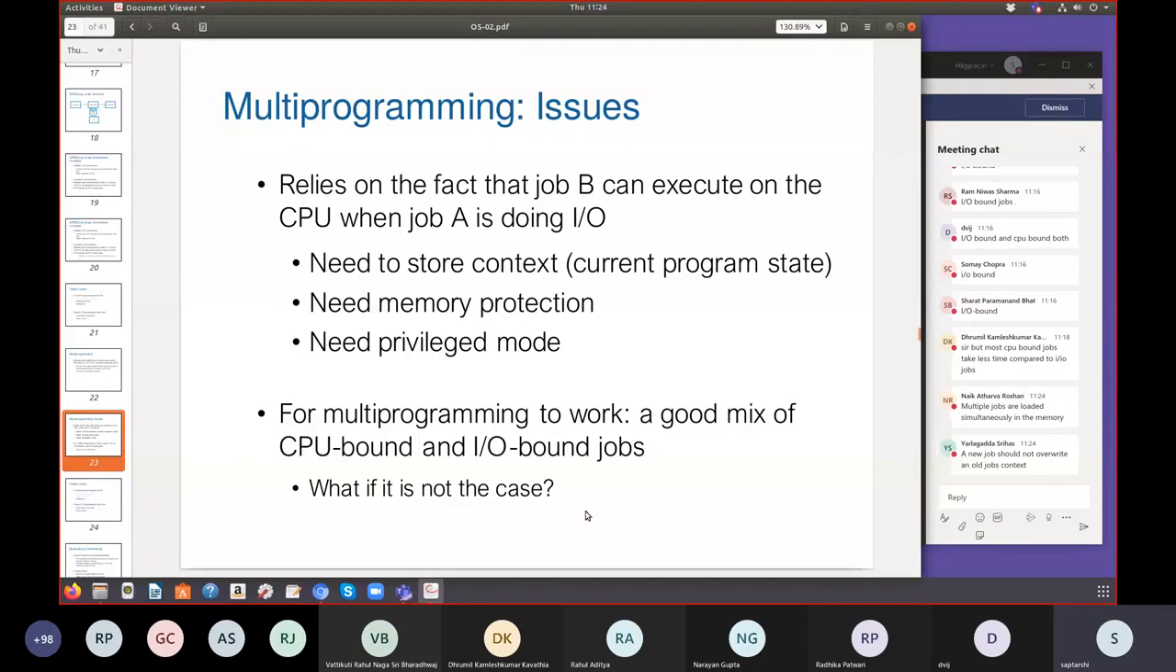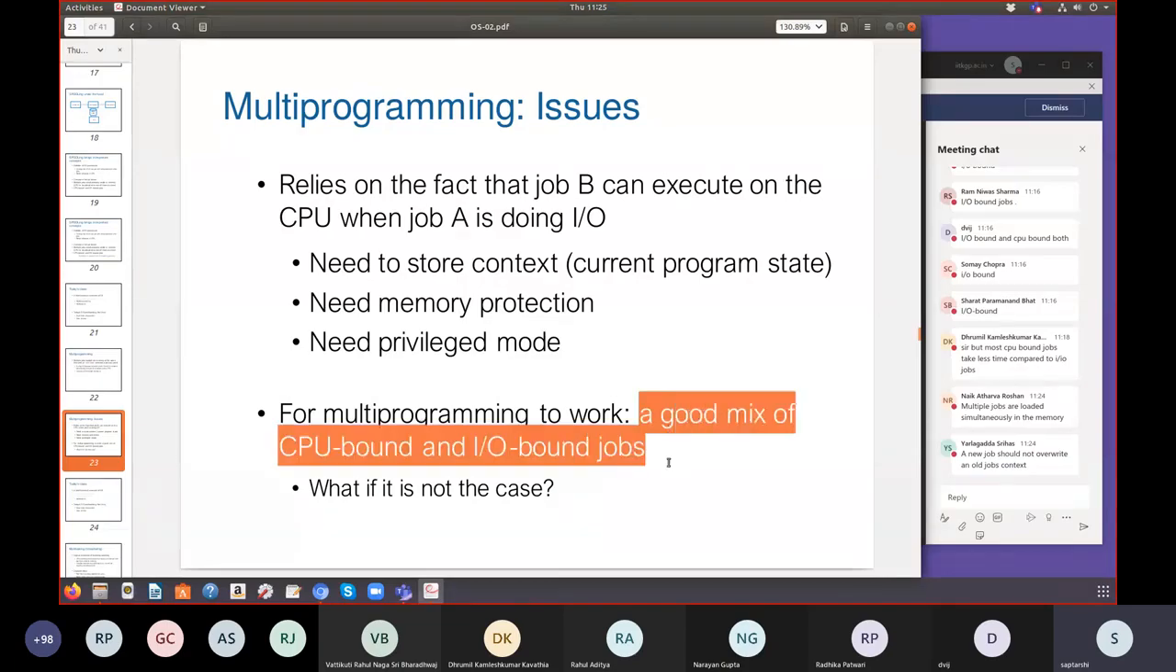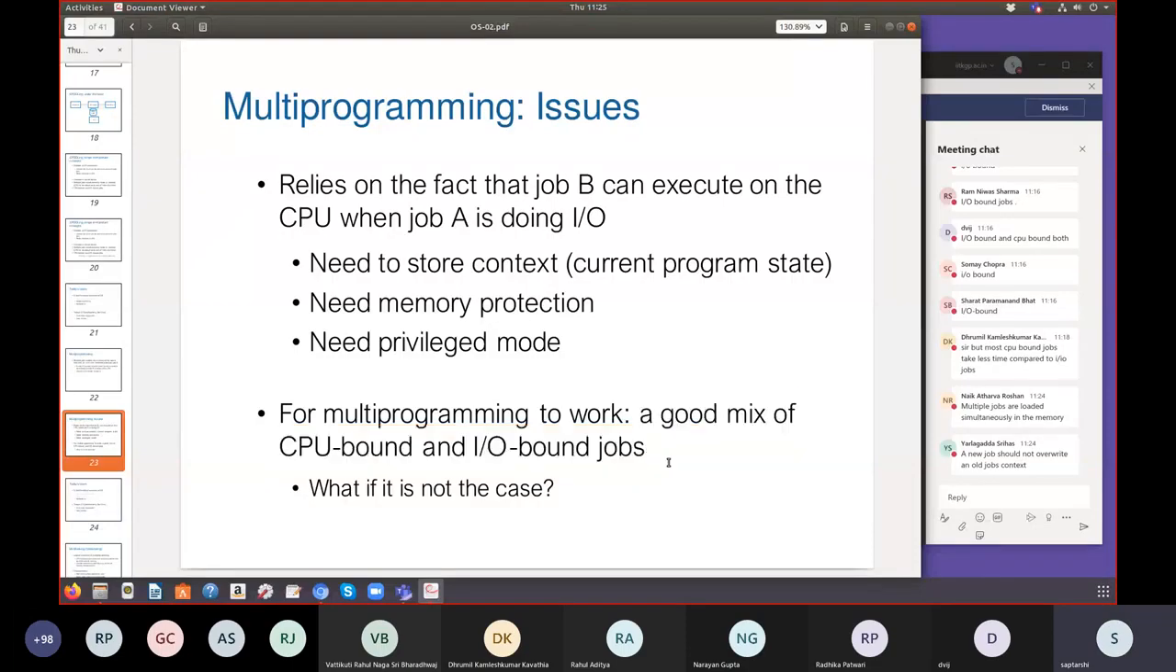Now, the last point we have discussed already. For multi-programming to work well, we need a good mix of CPU bound and IO bound jobs. That was the assumption in the days of multi-programming. We have discussed two stages, batch processing and multi-programming. But then after some years, people understood that a good mix of CPU bound and IO bound jobs may not always be practical. Maybe CPU bound jobs are much more, or IO bound jobs are more, whatever. This cannot be ensured always. So then multi-programming does not work very well.